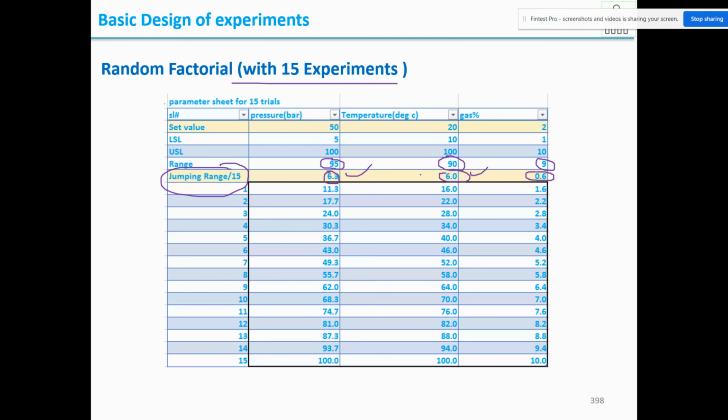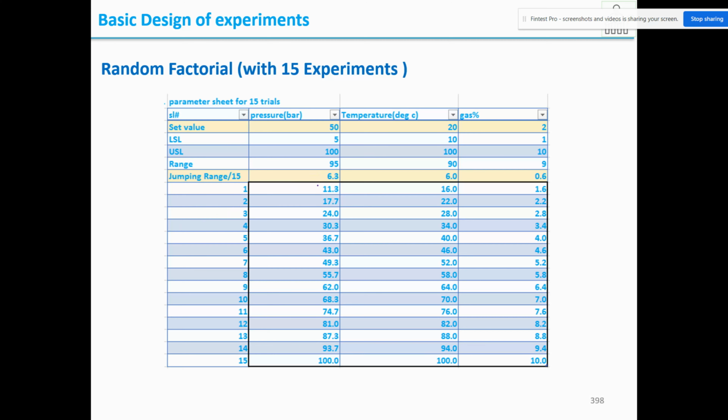So now you got a jumping range by dividing by the number 15, because 15 is the number of experiments that we are going to run. There are so many combinations that we would need to do, because the pressure can be changed from 5 to 95. So we can't run that many experiments. Therefore they divided by 15.